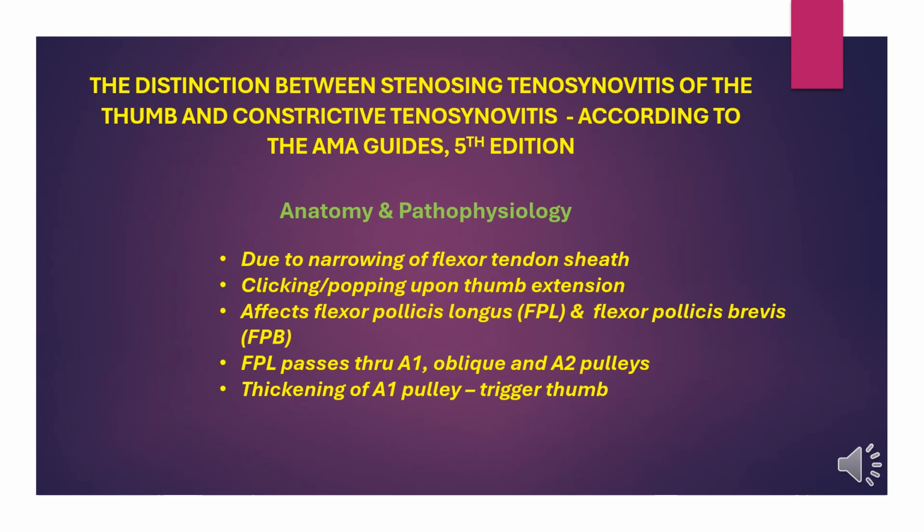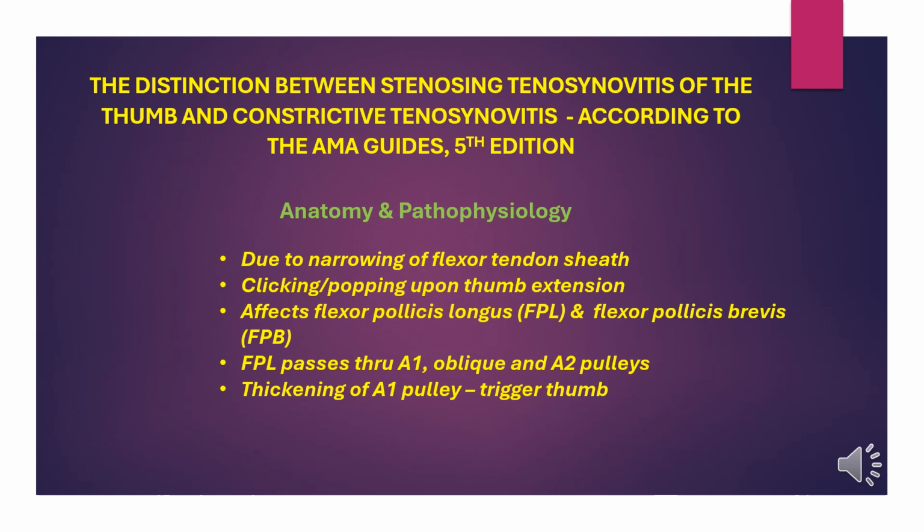First, let's begin with anatomy and pathophysiology of the area. Now, stenosing flexor tendinopathitis is also known as trigger thumb, and it occurs due to the narrowing of the flexor tendon sheath, causing the tendon to catch during movement. This condition results in a noticeable clicking or popping sensation when attempting to extend the thumb. It's also caused by a size mismatch between the swollen flexor tendon and its sheath, often leading to pain and reduced functionality.